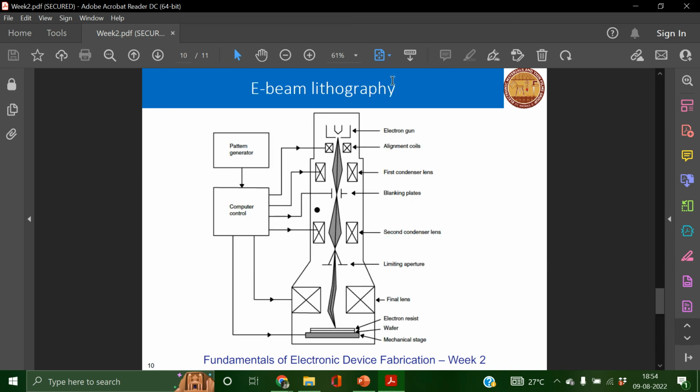And then we have electron beam lithography. This photoresist application is somewhat time consuming and tedious, and more than that, it requires a certain level of skill to get it correctly. So electron beam lithography is another process that is quite expensive, but it can be used directly for transferring the pattern using an electron beam.